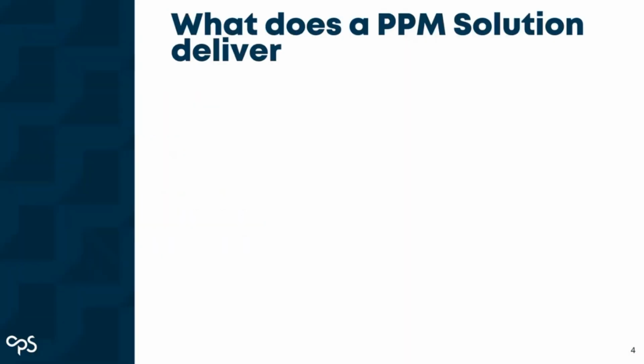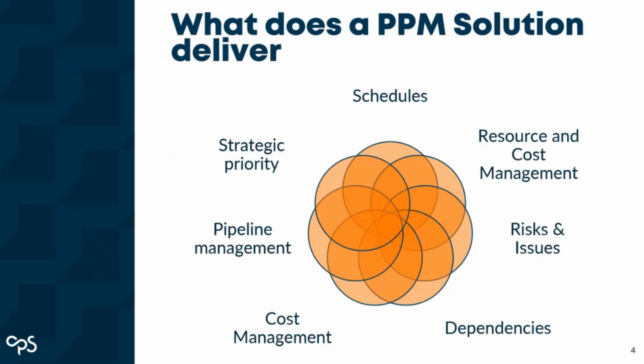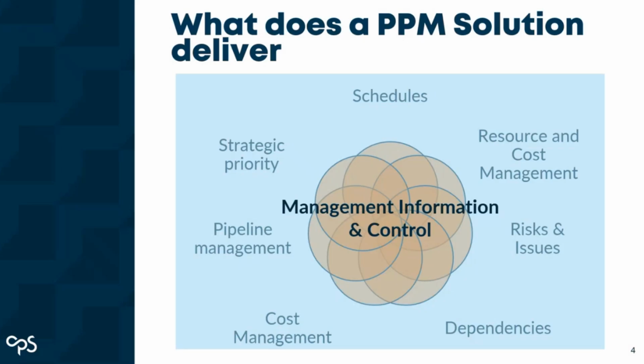So what does the PPM solution deliver? Well, it delivers a whole pile of different things, and this is part of the problem. You've got your scheduling, you've got your resource and cost management, you've got your risks and issues, dependencies, cost, pipeline management, strategic priority. You've got all of these different elements, and they're all interwoven together. You've also got to think about how that information feeds management information and how you're actually going to use that to control your organization.